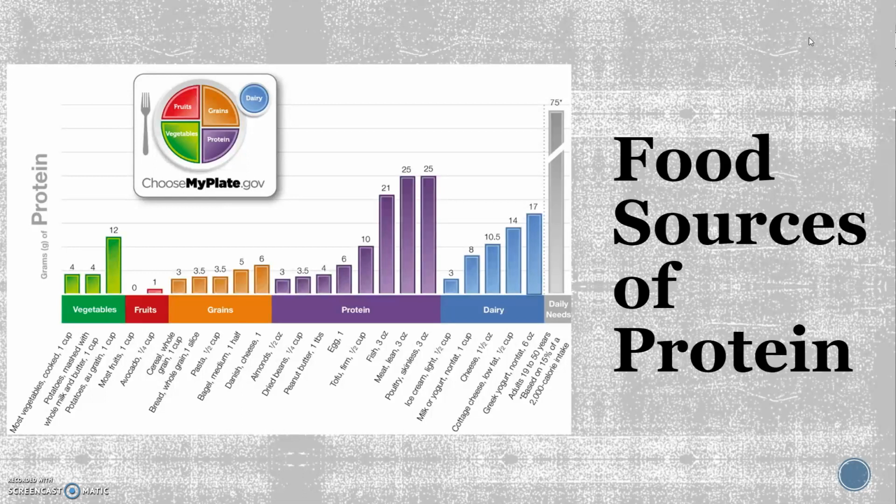Protein can be found in all of the food groups, but check out your textbook to find the food groups that can give you the most bang for your buck and the foods that have the most protein in them.